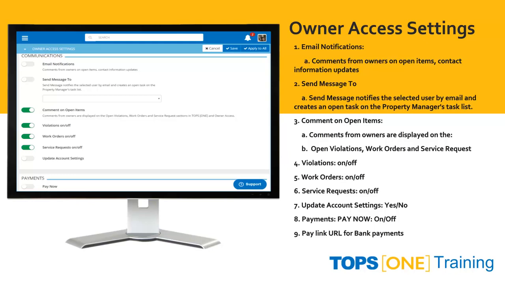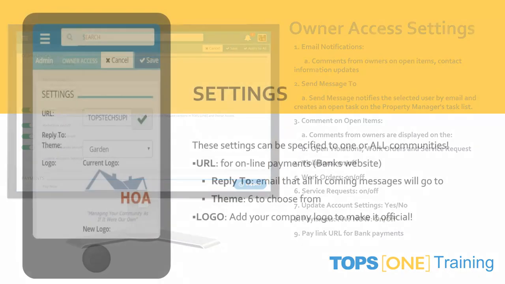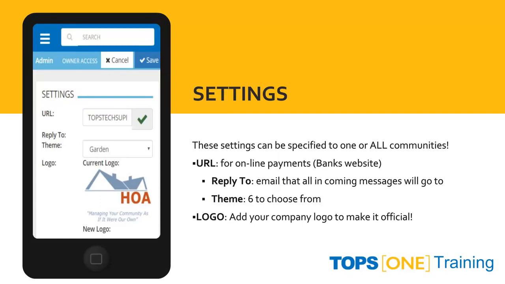Send message notifies the selected user and creates an open task on the property manager's task bar. They can comment on open items from violations, work orders, service requests. You can allow them to see any of these items. You can allow them to update their account settings, make payments, and provide the URL link for lockbox services. Under the Owner's KPI bar, the settings can be specified to one or all community.